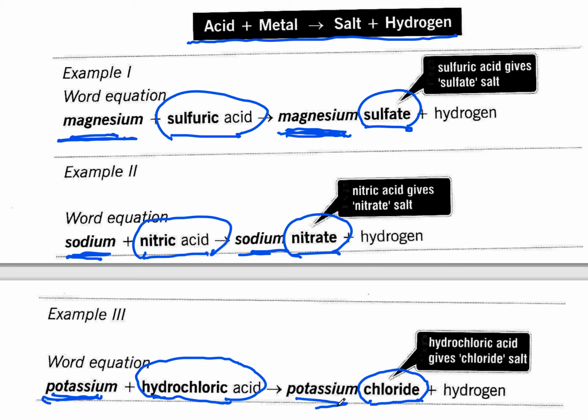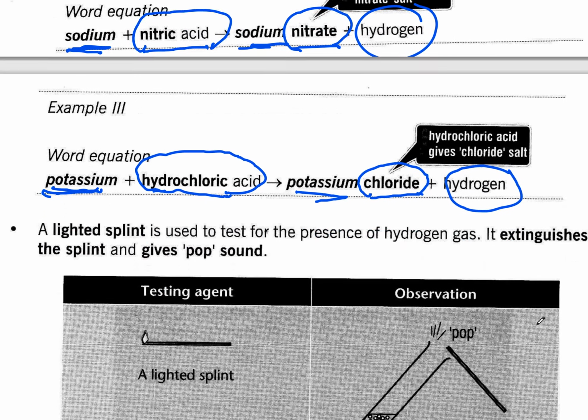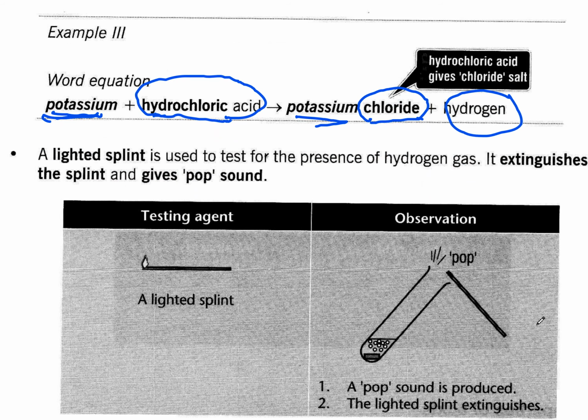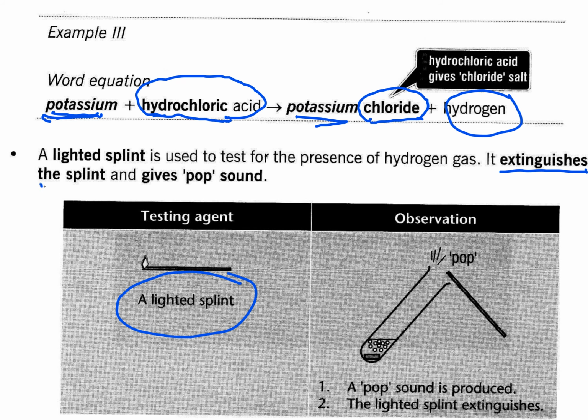The other product of the metal plus acid reaction is hydrogen gas. How do we test for hydrogen gas? We can use a lighted splint. Hydrogen gas will extinguish the lighted splint with a pop sound.